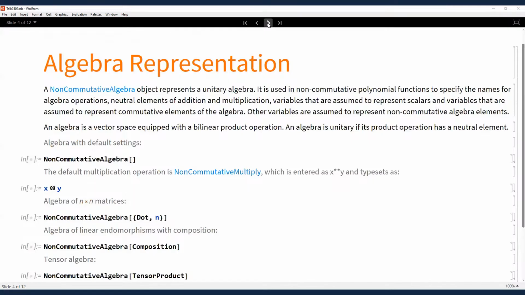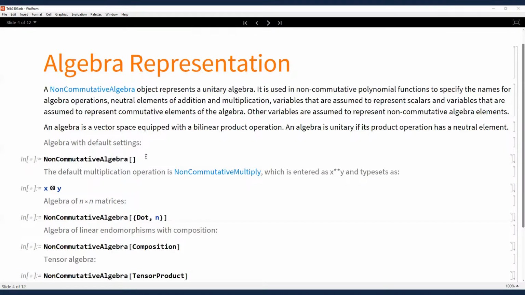So first, let me talk about algebra representation. A NonCommutativeAlgebra object represents a unitary algebra. It is used in non-commutative polynomial functions to specify the names for algebra operations, neutral elements of addition and multiplication, variables that are assumed to represent scalars, and variables that are assumed to represent commutative elements of the algebra. Other variables are assumed to represent non-commutative elements of the algebra. So an algebra is a vector space equipped with a bilinear product operation. An algebra is unitary if its product operation has a neutral element.